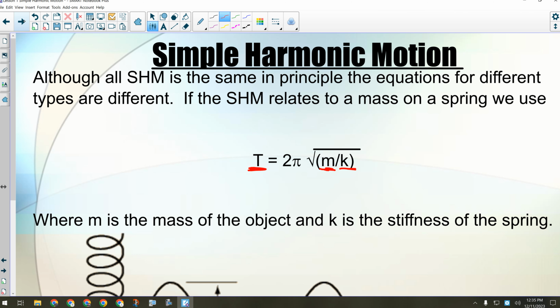So, like we said here, for a mass on a spring, the two things that can affect the period of a mass on a spring are the mass you put on the spring and the stiffness of the spring. Right? So if I want to calculate the period of a mass on a spring, this is the formula I would use. T equals 2 pi times the square root of m over k.